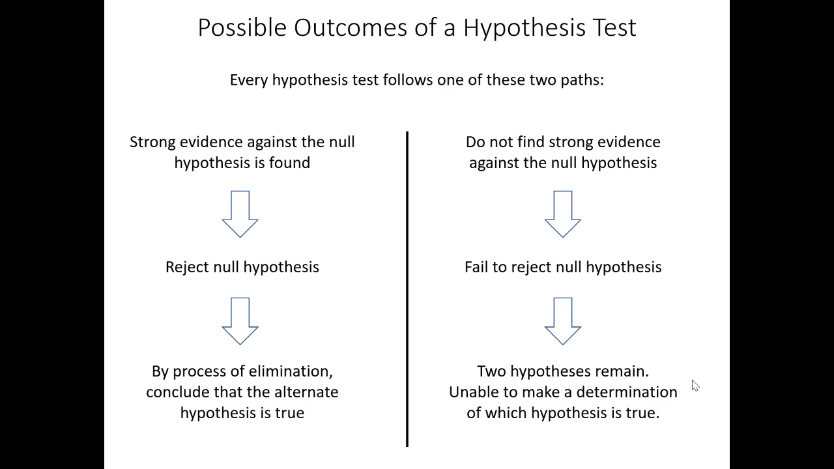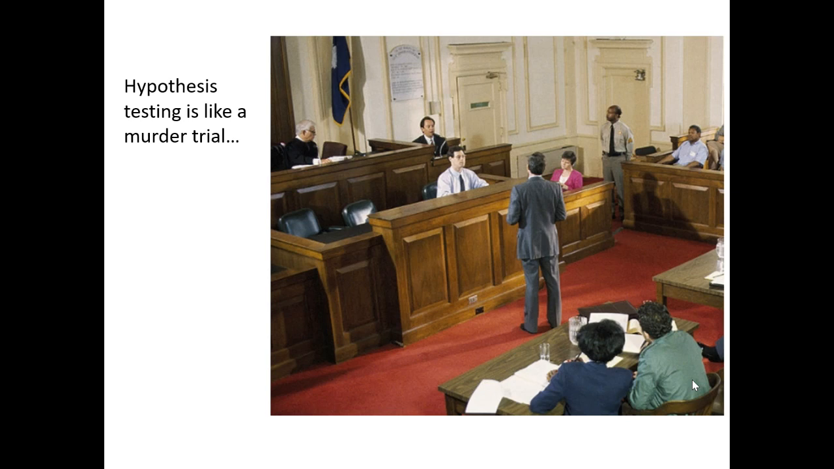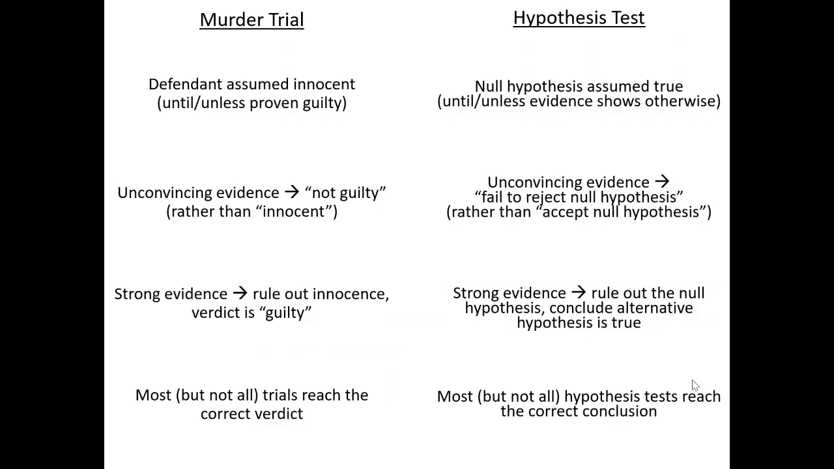So humor me a little bit. I'm going to draw an analogy between a hypothesis test and a murder trial. So just like in a hypothesis test, a murder trial has two possible outcomes. Either the defendant is found guilty or they're found not guilty. In both cases, there's sort of the presumption of innocence. So the defendant is considered innocent unless the evidence proves otherwise.